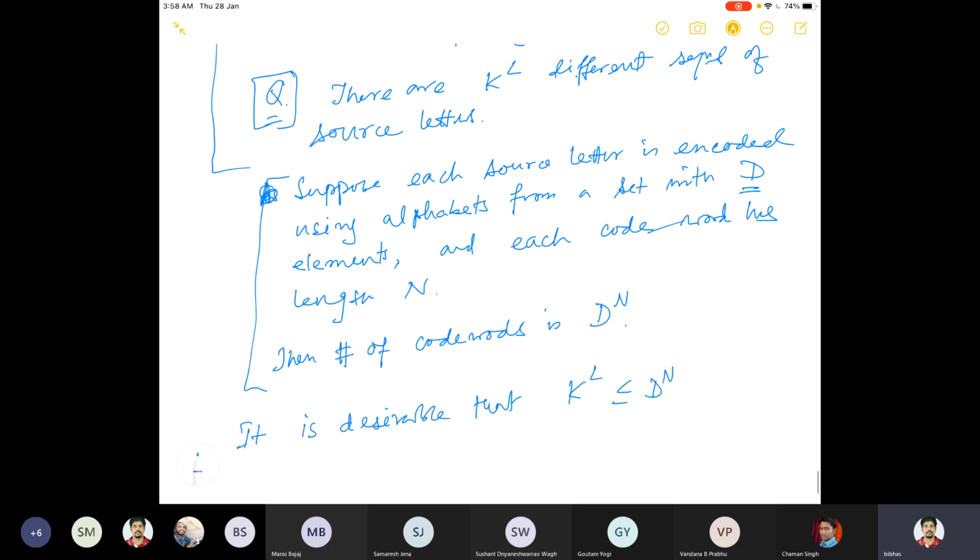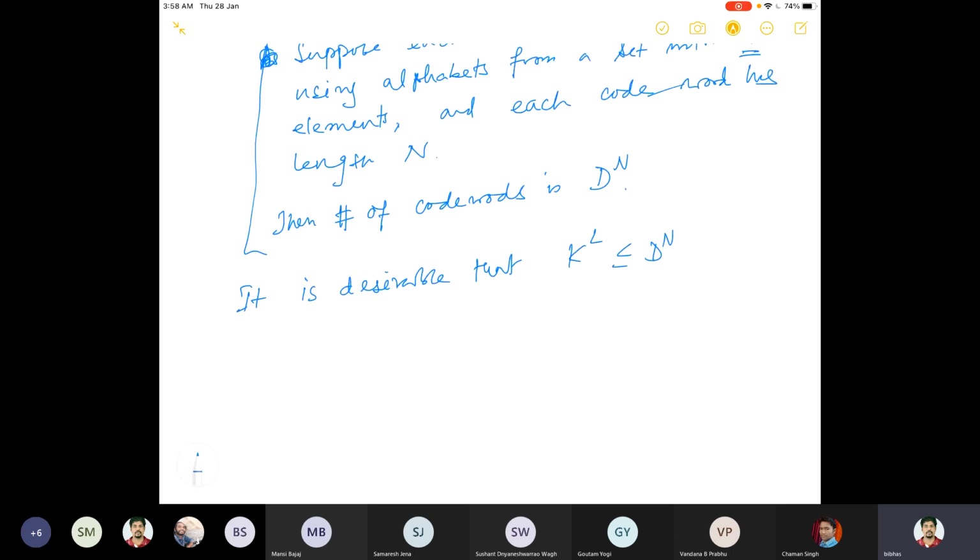So now we assume that D is the number of alphabets which are used to encode each of the letters. For example, you can assume D equal to 2, by the way. I'm proving it in general, so that's why I'm writing in general. Sometimes if you prove it in general, you can also see the bigger picture.